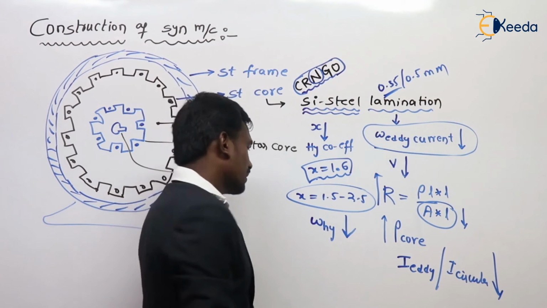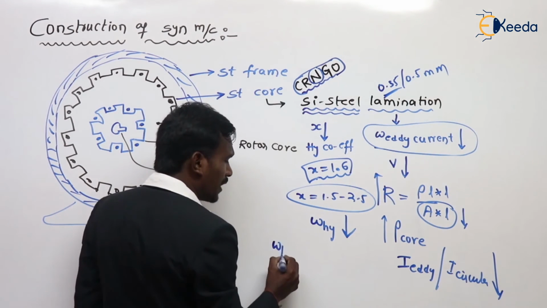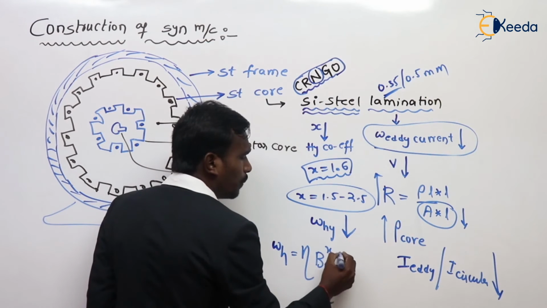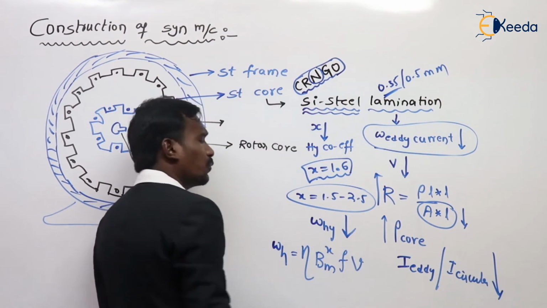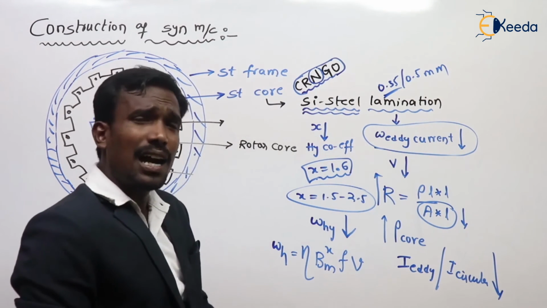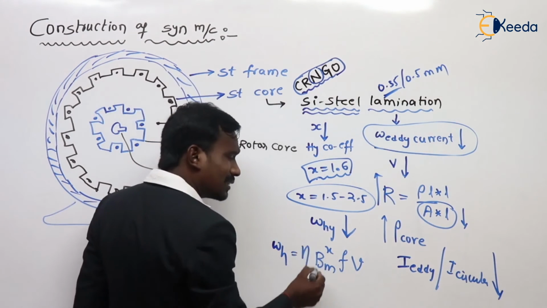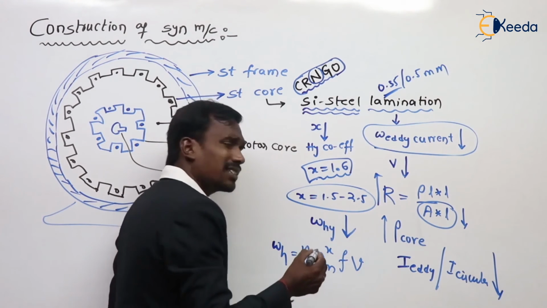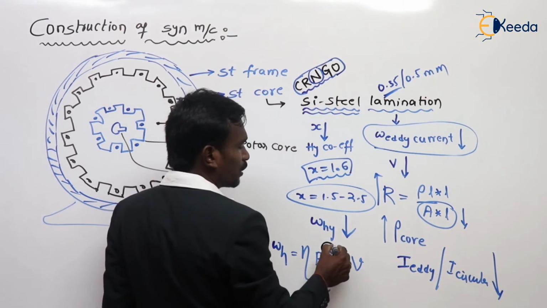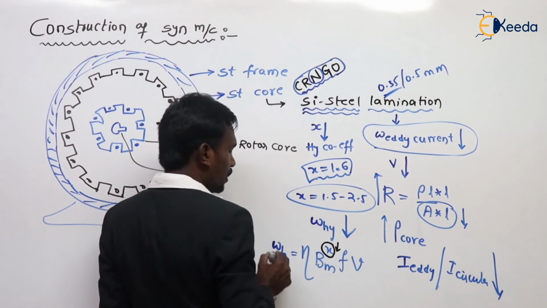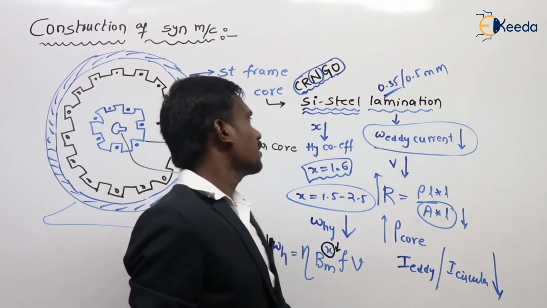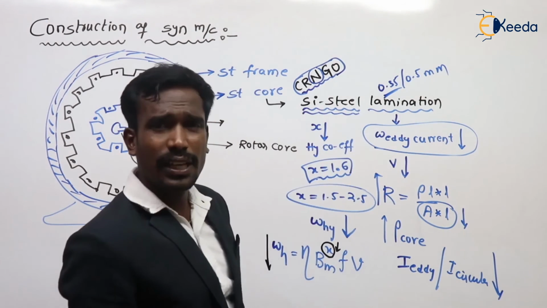This is the hysteresis losses. What is the formula for hysteresis losses? Eta B max to the power x into f into V. Here eta is a constant, the Steinmetz constant, and x is the hysteresis coefficient. If x reduces, hysteresis losses also reduce. This is simply silicon steel.